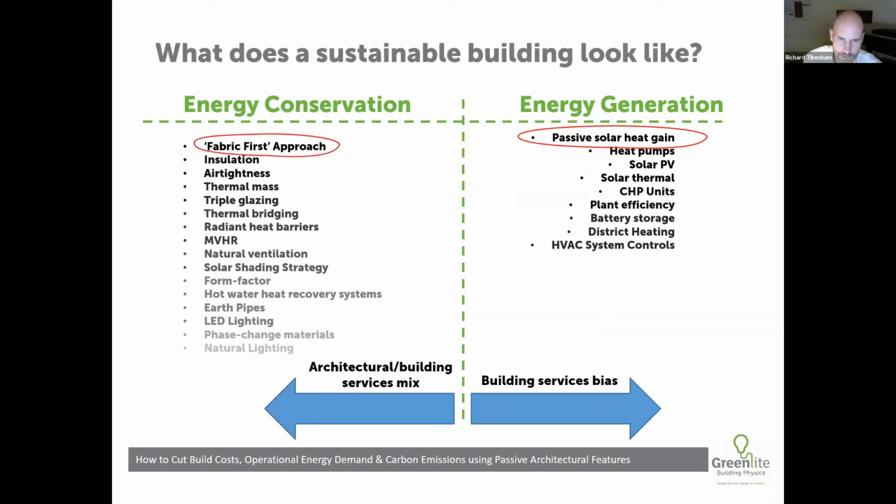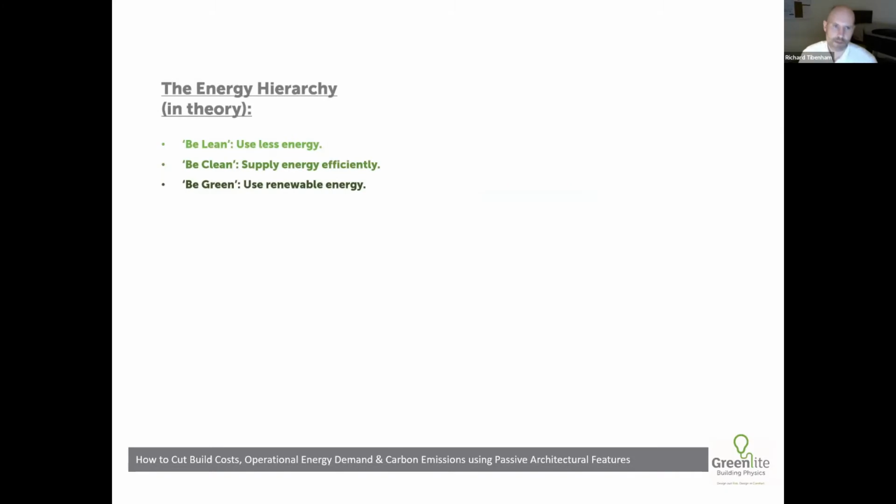So we'll be looking at the fabric first approach today. I think most of you are probably fairly familiar with what that is, or at least maybe what you think it is. There has been an energy hierarchy that's been well understood for at least the last 10 years, I would say. And that hierarchy is be lean, use less energy, be clean, supply energy efficiently, and be green, use renewable energy.